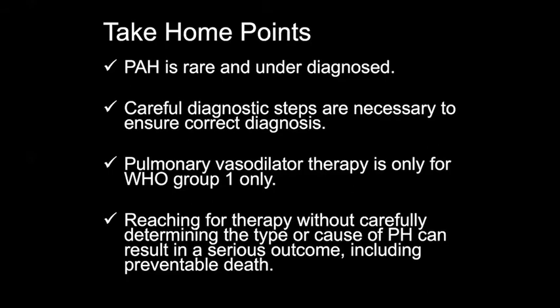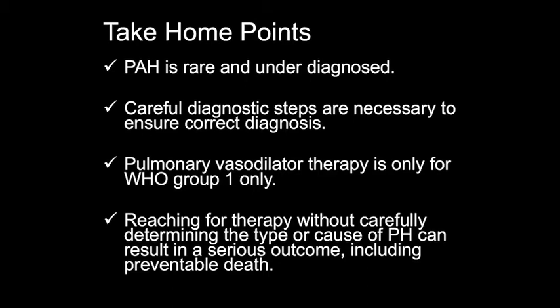Now, as we discussed, we have to rule out that this is group 2, group 3, group 4, and that the patient does not have the symptoms and characteristics of group 5. Once we rule out all that, then we say yes, we are looking into group 1, and then we go for a right heart cath to confirm what we were thinking. So careful diagnostic steps are necessary to ensure a correct diagnosis. We cannot skip or miss any step, because it will confuse the provider, and it can also lead to a wrong diagnosis.